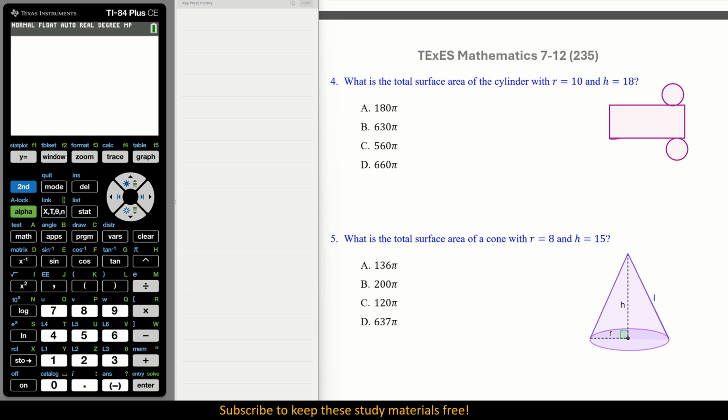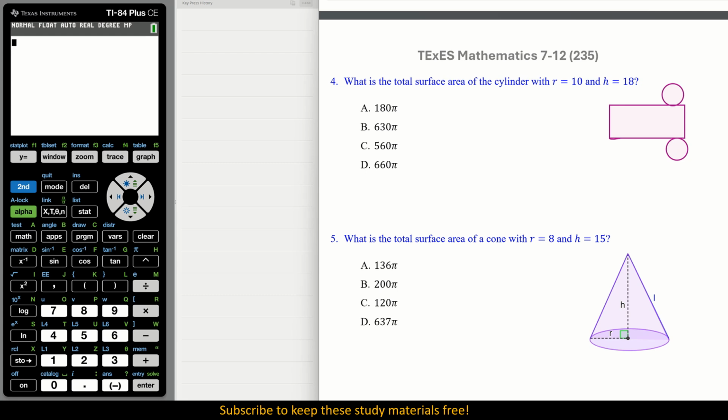Number 4, what is the total surface area of the cylinder with radius of 10 and height of 18? Because we want surface area, I sketched out what the net of a cylinder would be. When we're talking surface area of a cylinder, we're talking about the lateral rectangle and the top and bottom, which are 2 circles.